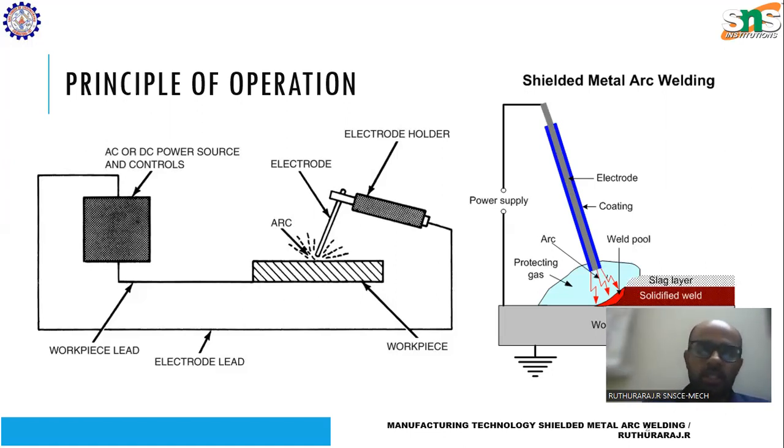To give you a quick recap, the current passes from the power source to the electrode holder and then to the electrode. When the electrode and the workpiece are maintained at a gap, an electric arc is generated. That arc liberates light and heat. That heat is used to melt the two workpieces and join them together. That's the basic welding process.